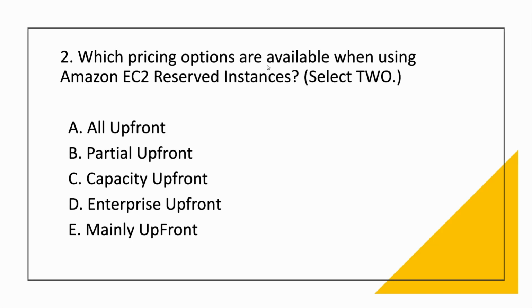Next, which pricing options are available when using Amazon EC2 reserved instances? As we discussed last time, EC2 is a compute service, a virtual computer. You can make various types of EC2 requests based on how you want to use it, like on-demand instance, or reserved instance for a 1 year or 3 year term. In that, you either pay all upfront or partial upfront. So the correct answer is all upfront and partial upfront. I'll put the link for reading about this in detail in the description box.